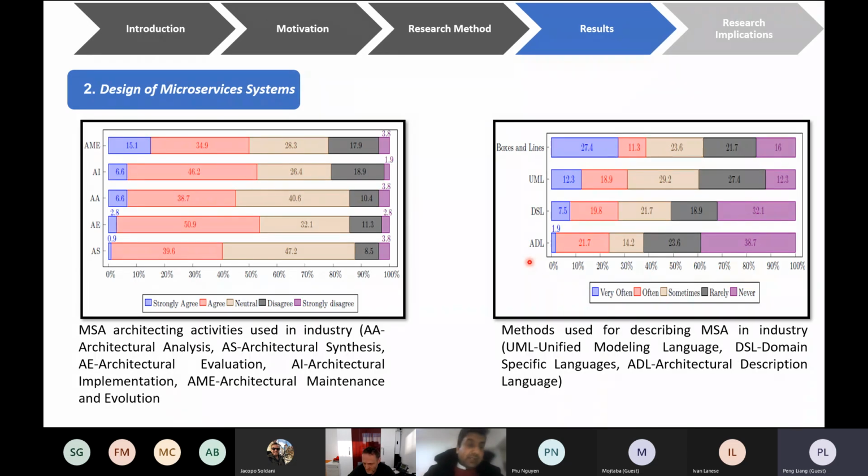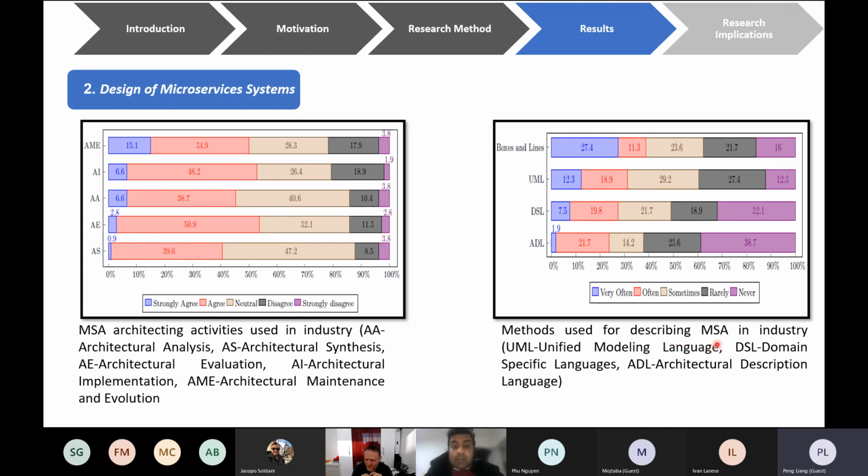One more question regarding the design of microservices systems was about architecting activities, mainly architecture analysis, architecture synthesis, architecture evaluation, architecture implementation, and architecture maintenance and evolution. Basically, we got the agreement of the respondents: whether they strongly agree, are neutral, or disagree regarding this finding. Our result indicates that the survey respondents pay more attention to architecting activities that are close to the solution space, for example, architecture evaluation, architecture implementation, and architecture maintenance and evolution.